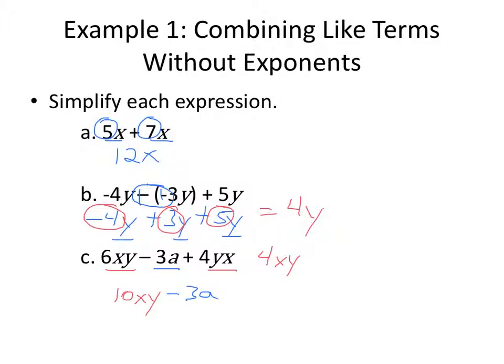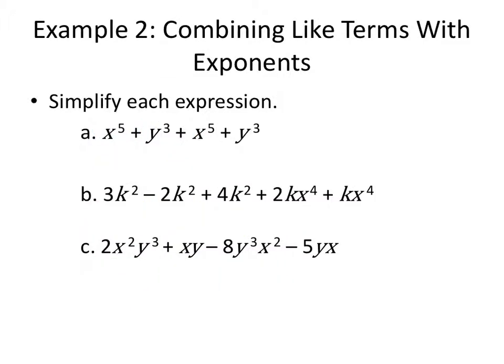With letter A here, this is just some more examples. You need to first of all identify your like terms. Now notice we have some exponents. So you have x to the fifth, and you have x to the fifth here.